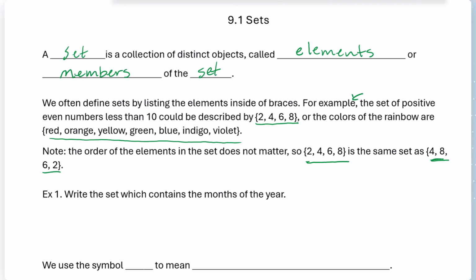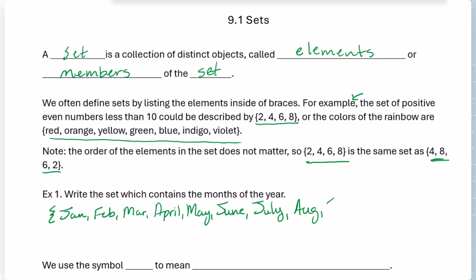So let's do an example. Write the set which contains the months of the year. We start with the bracket, and then we have January, February, March, April, May, June, July, August, September, October, November, and December. All right, so there is a set which contains all 12 months of the year.